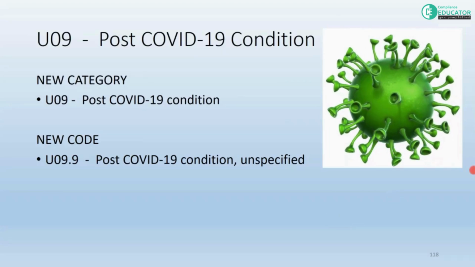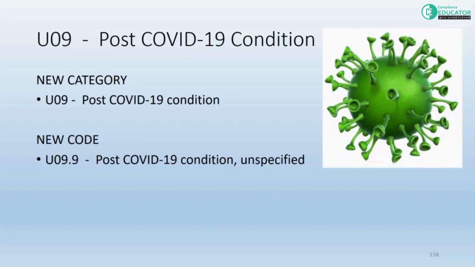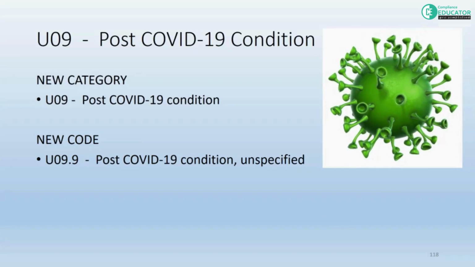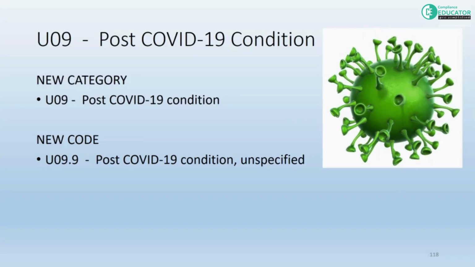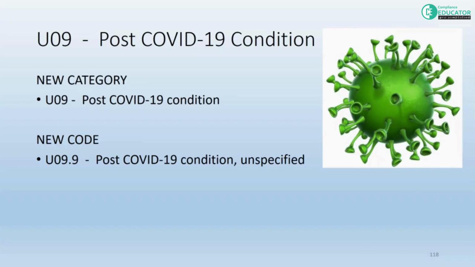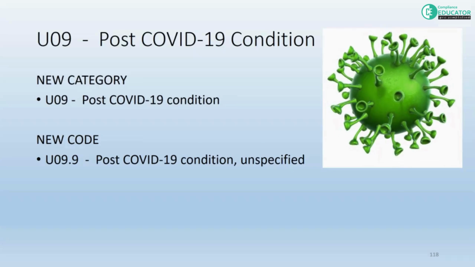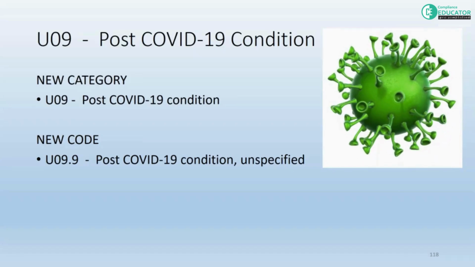So we know we had the new category, the U09, which was the post-COVID condition. We talked about that already. And then we also mentioned this new code, post-COVID-19 condition, unspecified, and how we're supposed to use it. So we've kind of already beat that horse to death. But that's where the new code sits. And so that's why we're talking about it there.